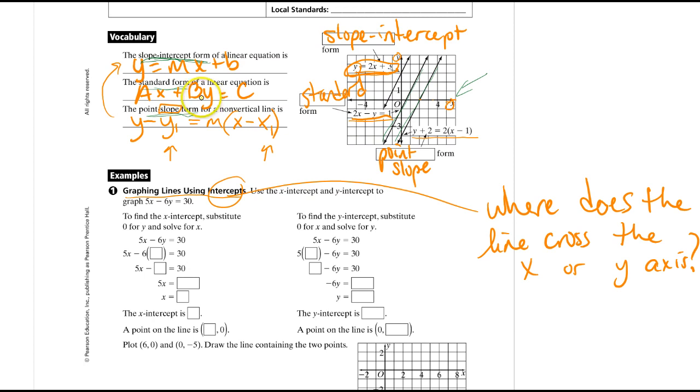Yeah, standard form. Okay, so standard form, the 5, that would be like our A. This -6, that would be like our B, and the 30, that's the C thing. Okay, great. I'm glad we all agree on that. Now then, we are trying to use the x and y intercept to graph this equation.